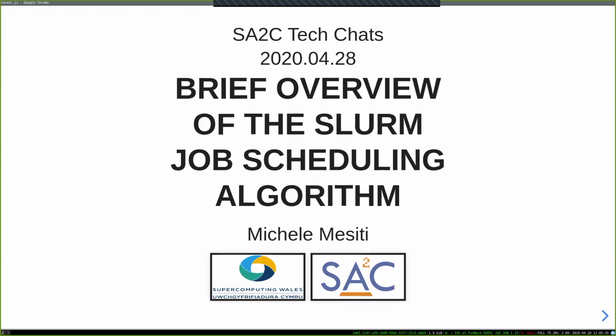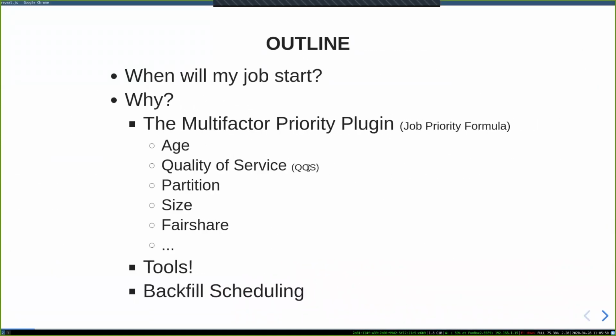In this tech chat, we'll briefly see what is the algorithm that Slurm uses to assign priorities and to schedule our jobs. The outline of this talk is the following. First of all, we will answer this question: when will my job start? There's a very simple utility to look at to answer this question, and then we will look at the why. What is the reason why our jobs start at the time they start? That is, what are the mechanisms that Slurm uses to schedule our jobs.